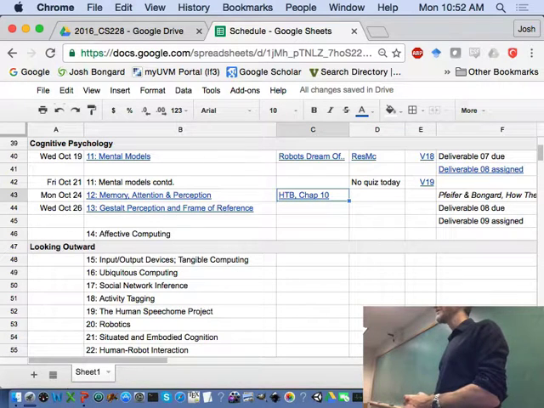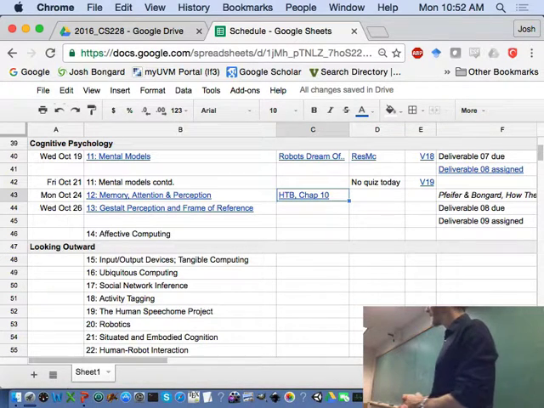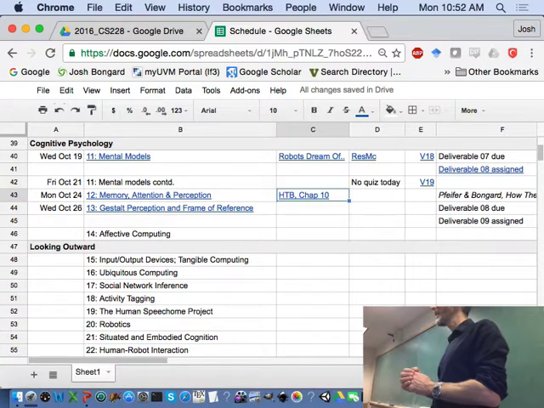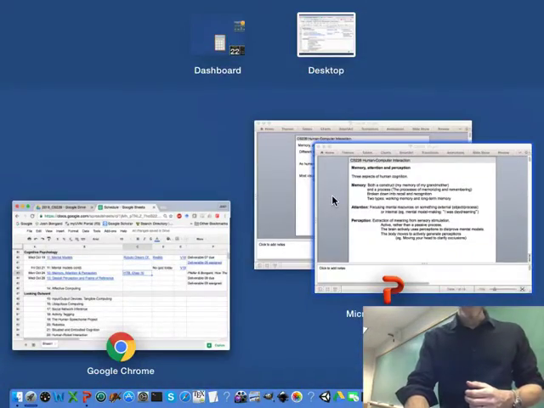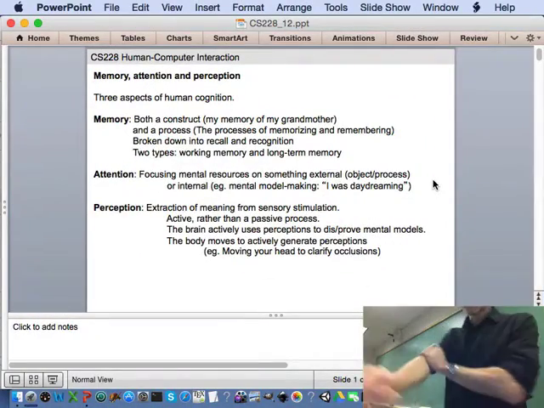Deliverable 8 is due next Wednesday, and we'll talk about deliverable 9 next Wednesday. Any questions about deliverable 8? You're building in your database, and you're collecting your username, which you're doing at the terminal before you start up your infinite loop of visualizations. Pretty straightforward. All right, so let's get to memory, attention, and perception.